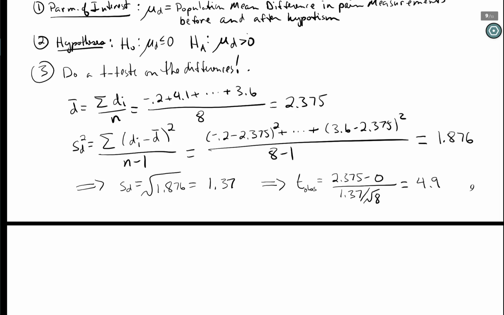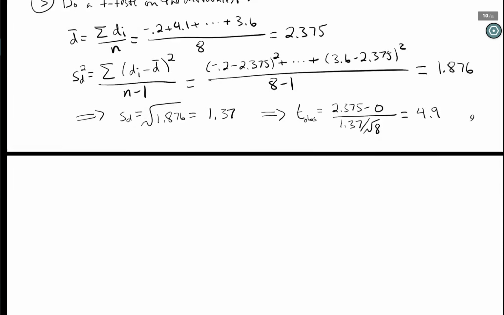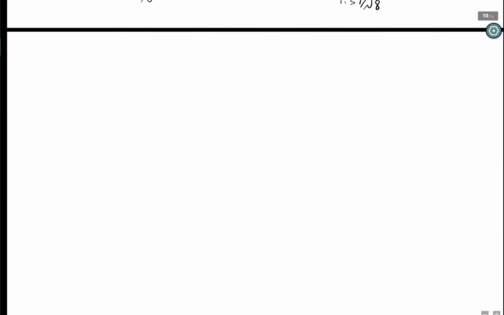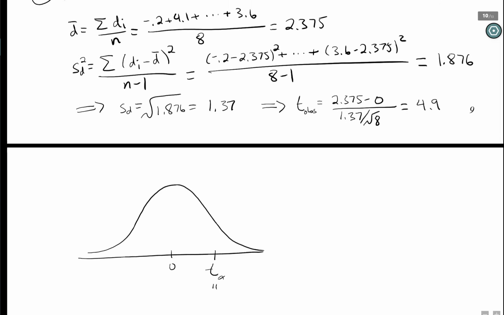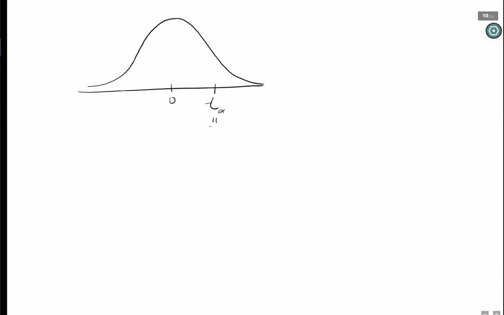If you want to, you could set up the rejection region. Here's my rejection region. It's a right tail test, so I'm going to look at t sub alpha. And in this case, what's alpha? I can't remember. Alpha is 0.01, so I'm going to look up t sub 0.01 on the t distribution table. That's the value of t such that the area under the curve to the right is 0.01. The degrees of freedom is 8 minus 1, or 7.